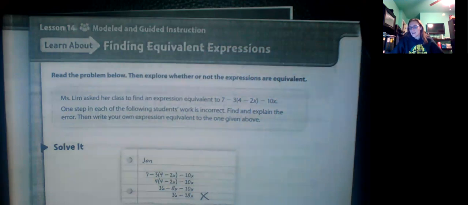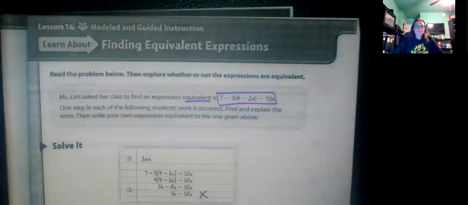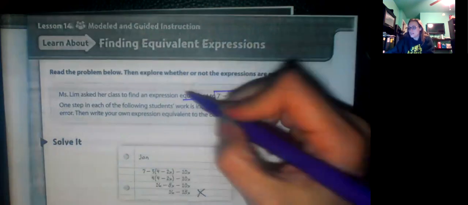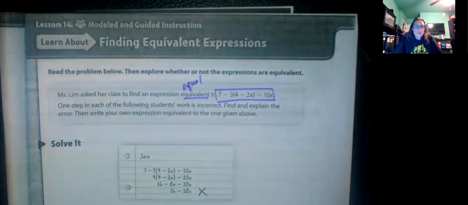Okay, so it says, Miss Lim asked her class to find an expression equivalent to 7 minus 3 times 4 minus 2x minus 10x. So we want an equivalent expression to this, okay? And remember, equivalent is another word for equal, okay? So one step in each of the following students' work is incorrect. Find and explain the error. Then write your own expression equivalent to the one given above.